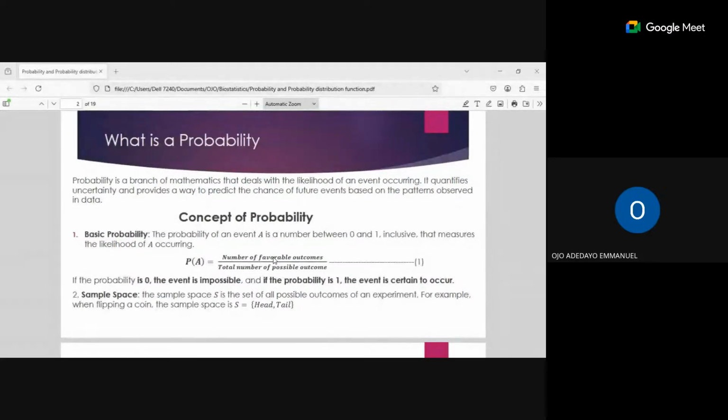Let's say, for instance, in a class of 20, I have 5 female and 15 male. What is the probability that if I pick anybody, it is going to be female? What is the probability that if I pick anybody, it is going to be male? So the concept of probability is telling us that everything that we are doing is based on assumption, is due to chance. That is just the simple concept of probability.